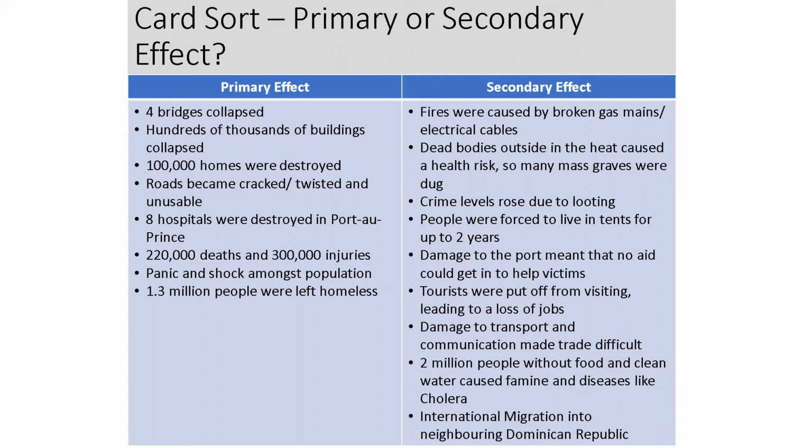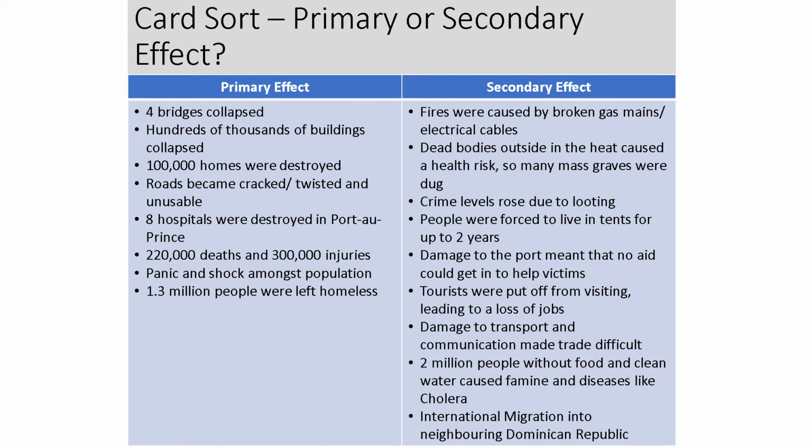8 hospitals destroyed. Now think about that. The hospitals are destroyed. That's a primary effect. But then because people couldn't be treated, and diseases such as cholera spread, that becomes a secondary effect. So primary, no hospital. Secondary, well, what happened because people couldn't be treated in hospital?